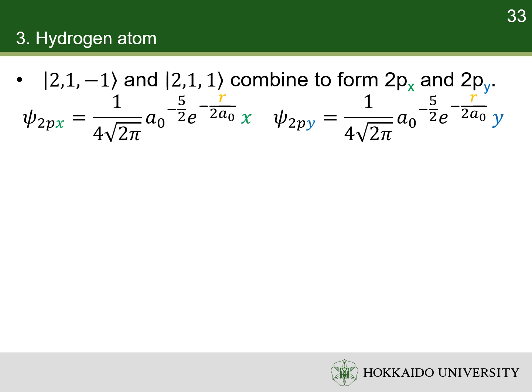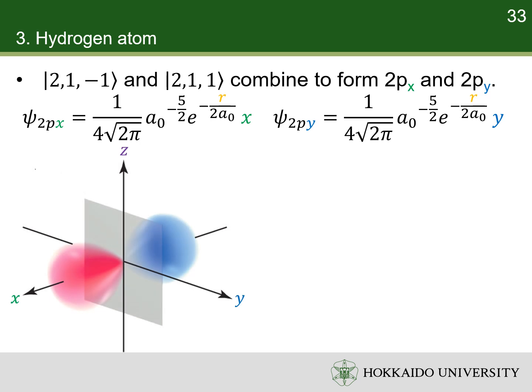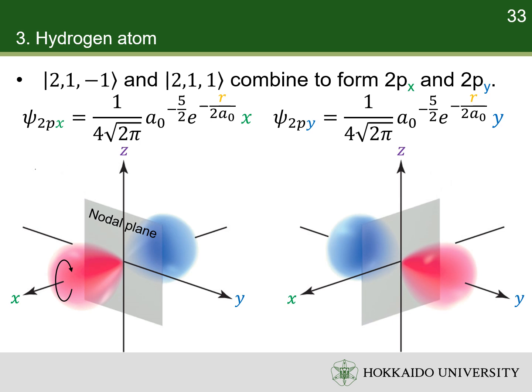The |2,1,-1⟩ and |2,1,1⟩ orbitals have complex wave functions. In chemistry, they are combined to form real orbitals for convenience. One combination yields the 2px orbital, which has the same shape as the 2pz orbital but oriented perpendicular to it. It is cylindrically symmetric with respect to the x-axis, hence the name 2px, and has a nodal plane at the yz plane. Another combination yields the 2py orbital, which has the same shape as the 2pz and 2px orbitals but oriented perpendicular to both of them. It is cylindrically symmetric with respect to the y-axis, hence the name 2py, and has a nodal plane at the zx plane.